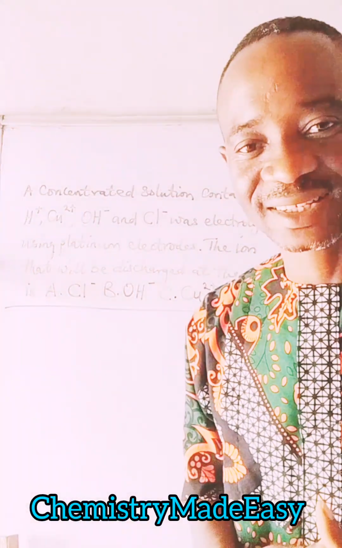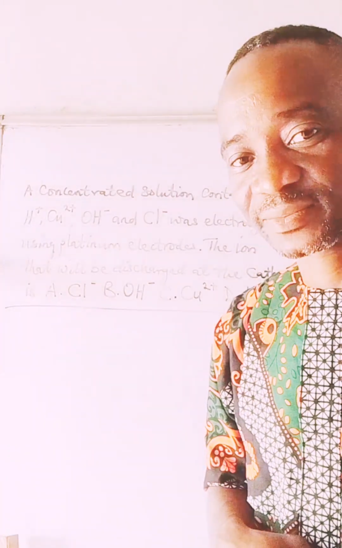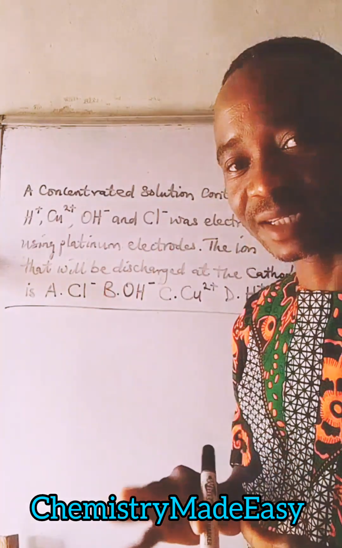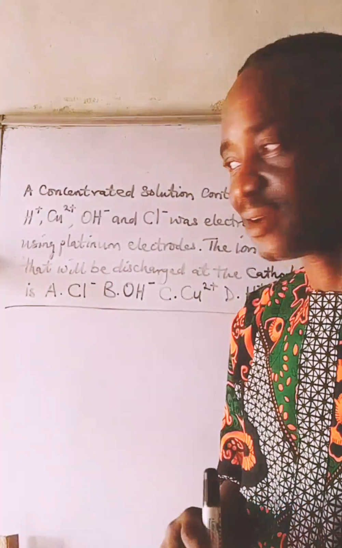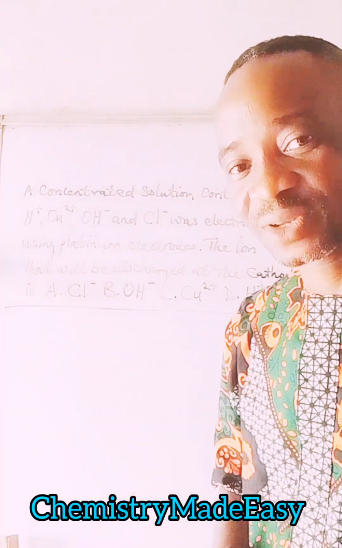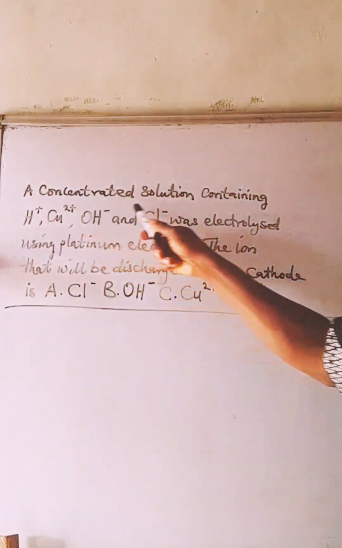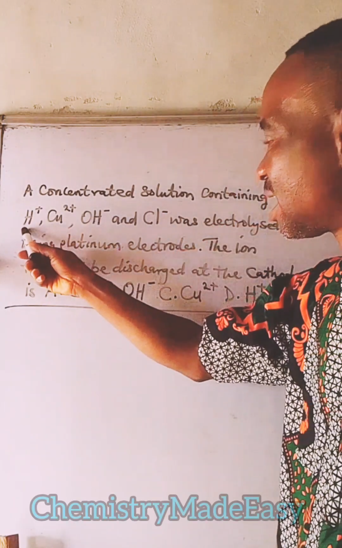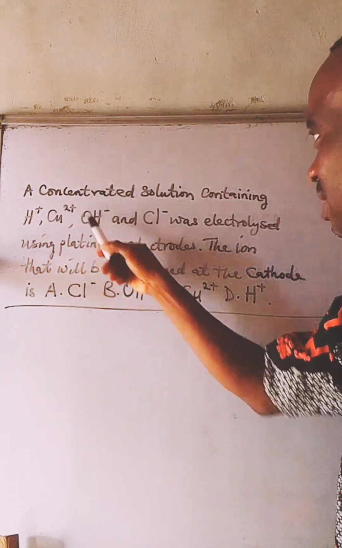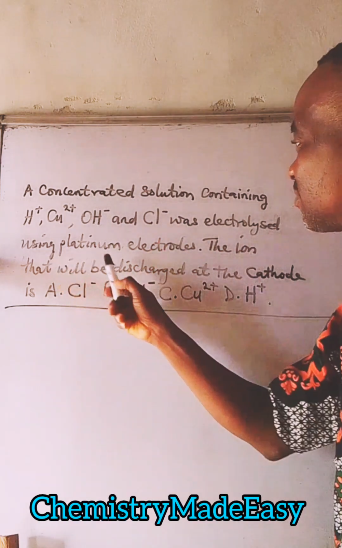Let us consider this electrolysis problem. If you are writing JAMB this year, here is one of the problems that will be presented to you under a tense condition. But I'm going to simplify it so that you understand how to go about it. It says a concentrated solution containing hydrogen ion, copper 2 ion, hydroxyl ion or hydroxide, and chlorine ion or chloride was electrolyzed using platinum electrodes.